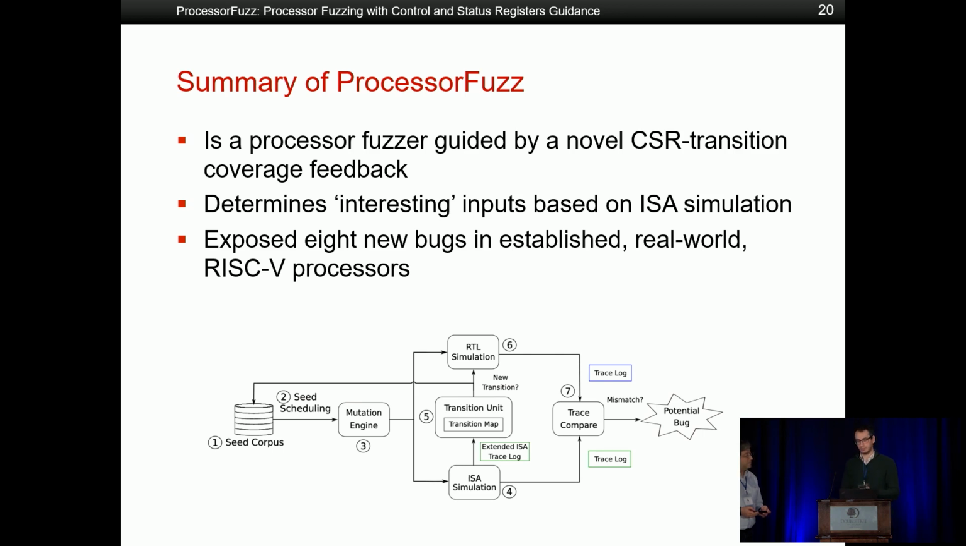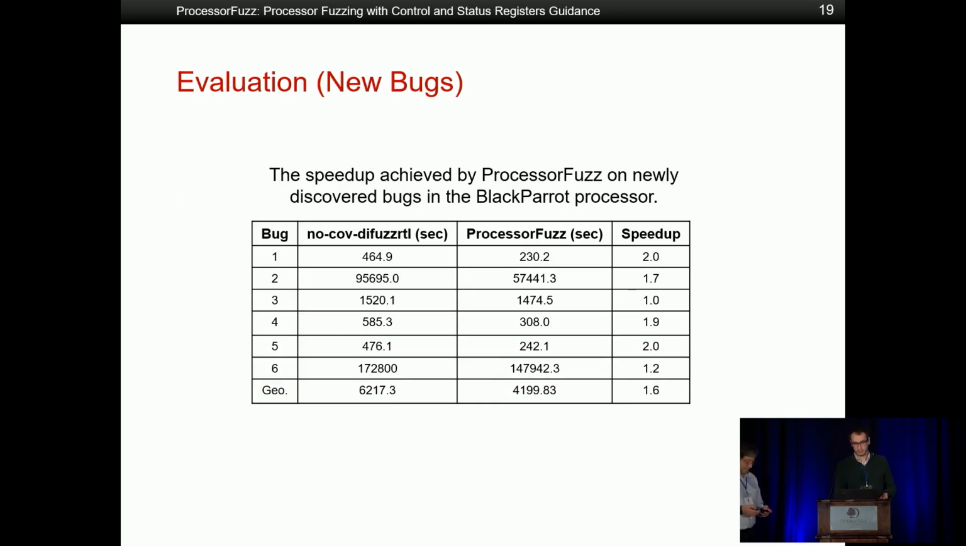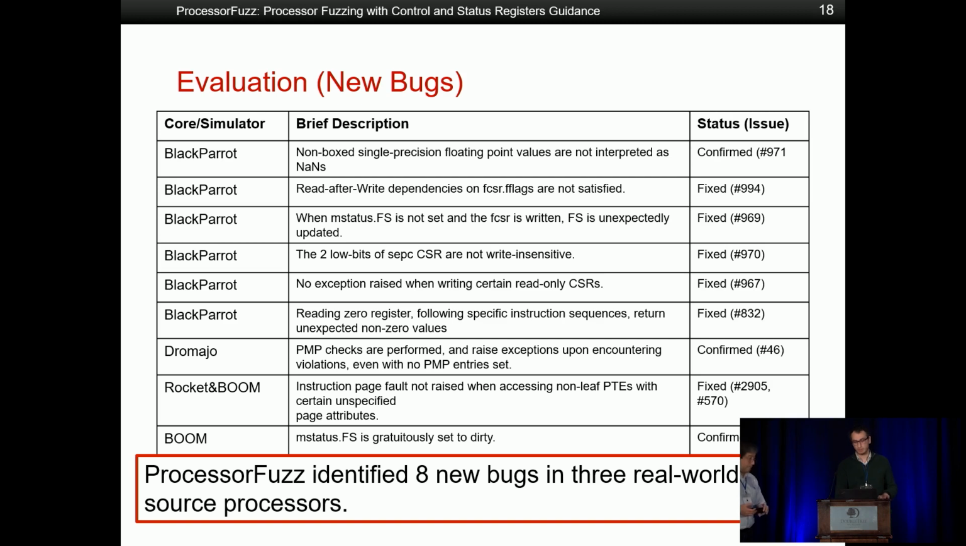Our definitely final goal is to find the bugs in the RTL simulator, but we observe that sometimes the ISA simulator is wrong. So there are problems in the ISA simulator as well, and actually one of the bugs that we found, the Dramoja one for instance, we observed that RTL is correct, but the ISA simulator is wrong in the implementation of the spec. Oh, then thank you so much.